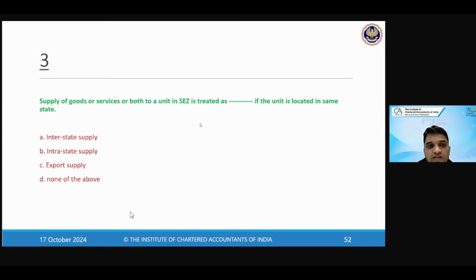Supply of goods or services. Now we have understood a SEZ unit, and we have also known what is an interstate supply, correct? And what happens when you do any transaction in a SEZ. We have already discussed this. Now, what happens in a situation where there is supply of goods to a unit in SEZ? If the unit is located in the same state, from one SEZ to another SEZ, what will it be?